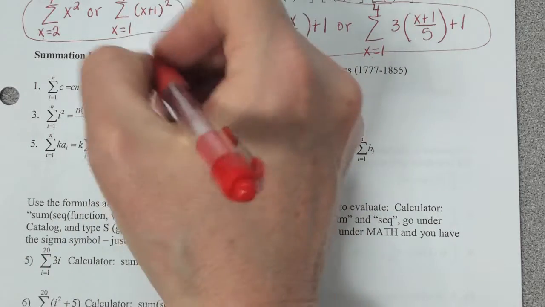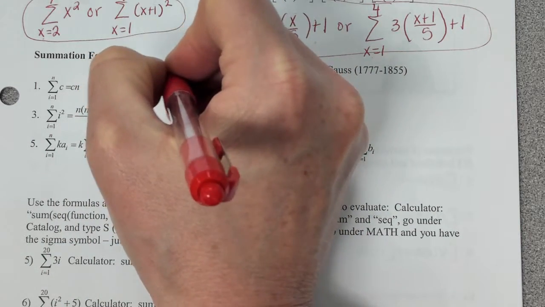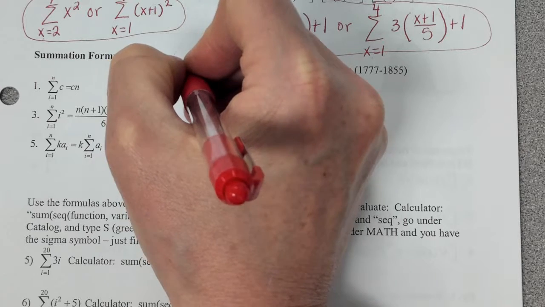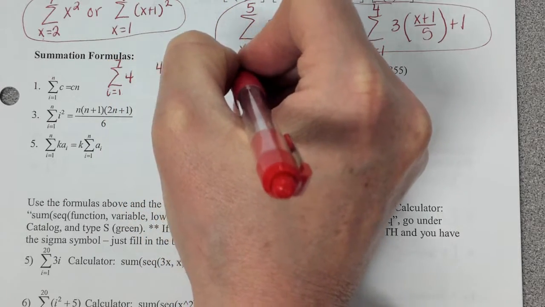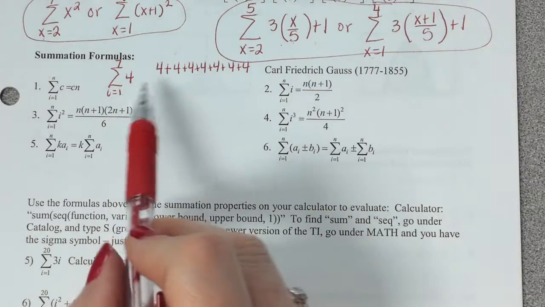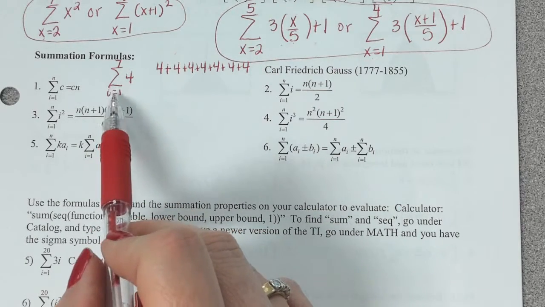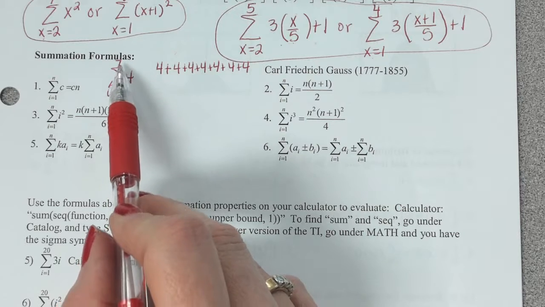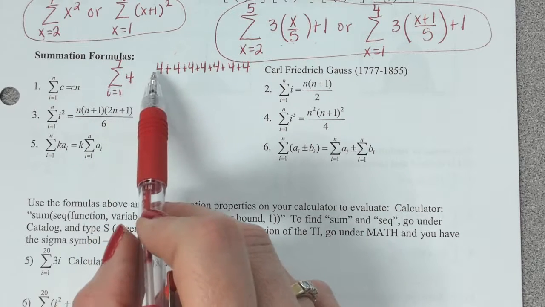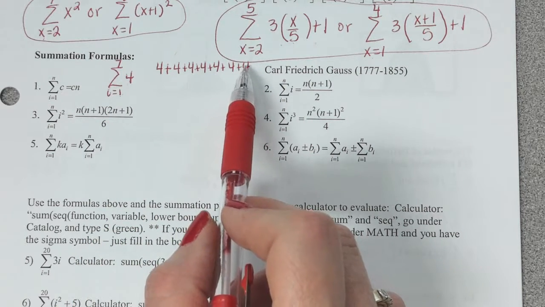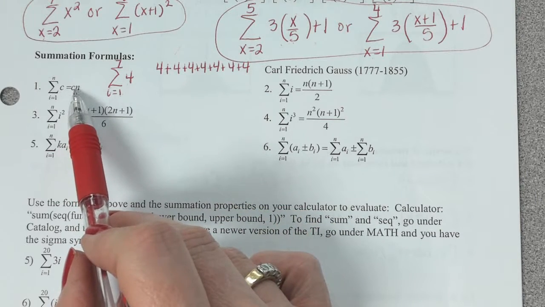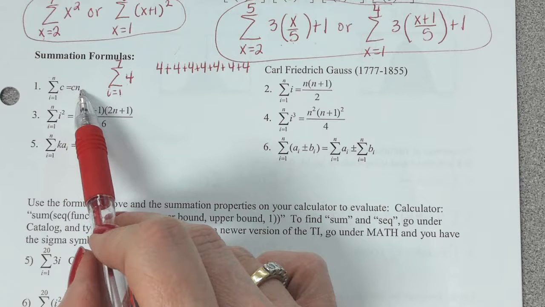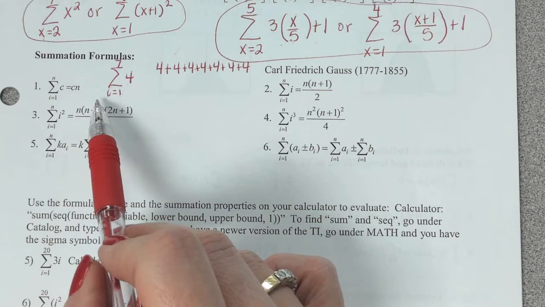So what that means is if I plug in 1, I get 4. If I plug in 2, I get 4. 3, 4, 5, 6, 7. I have to have 7 terms because I use the integers from i equals 1 to i equals 7. But it's always a constant value. So look at this, 1, 2, 3, 4, 5, 6, 7. Doesn't it make sense that to do that, it's just going to be the constant times n? Okay, so that one's not difficult at all.